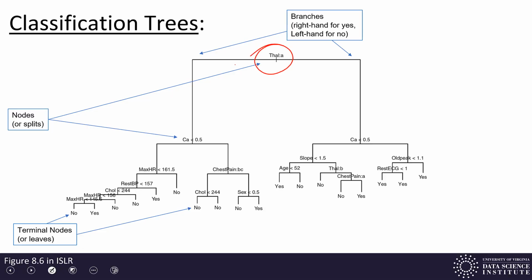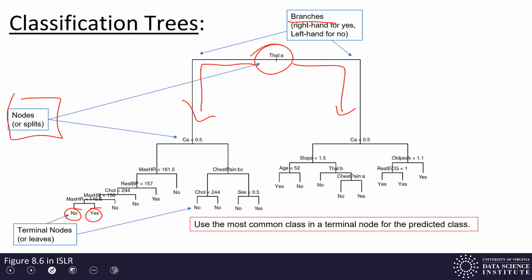In a classification tree, when you make your split or your decision, you have a node where you make that decision, and then you have two branches that you can go down, one branch or the other. The nodes at the very end are called the terminal nodes or the leaves. So we're just walking through some standard terminology for trees here.